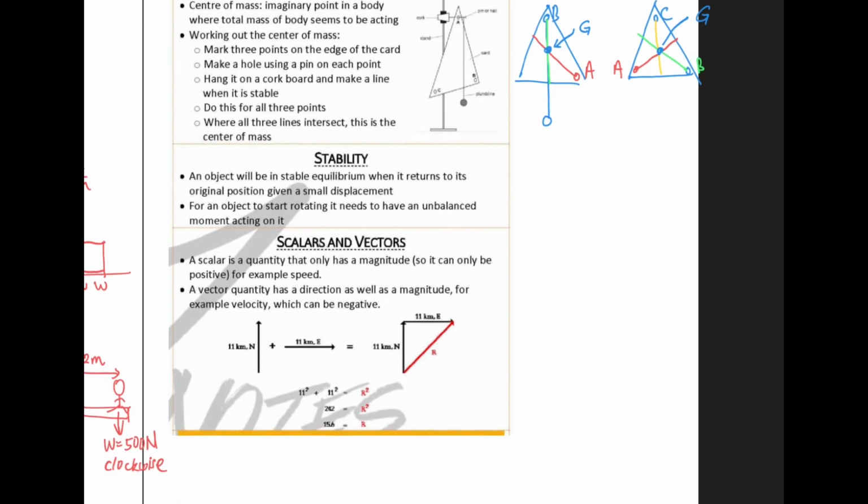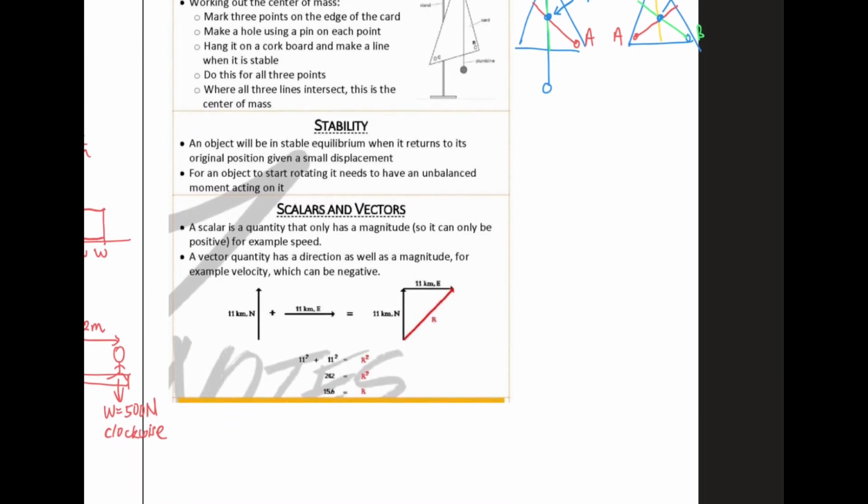Now, let's see the next subtopic. Stability. An object will be in stable equilibrium when it returns to its original position given a small displacement. Okay, so what they are saying is, you displace the object, then after that it will go back to its original position, then that is what we call stable equilibrium.